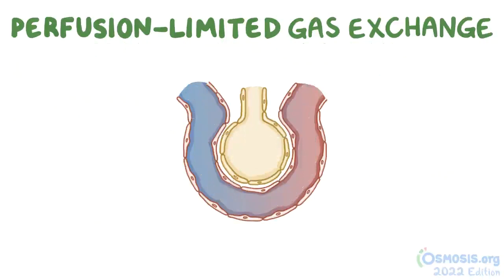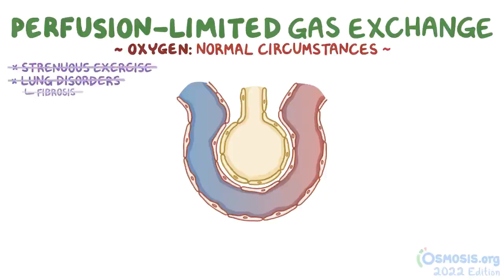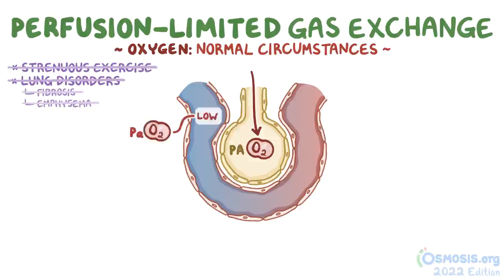Another example of perfusion-limited gas exchange can be illustrated by oxygen, but only under normal circumstances. So this does not apply during strenuous exercise or in the case of lung disorders like fibrosis or emphysema. Just your regular run-of-the-mill oxygen diffusion. Alright, so at the beginning of the alveolar capillary contact, the partial pressure of oxygen in the alveoli, or PAO2, is higher than that which comes within mixed venous blood in the pulmonary capillaries, which is noted as PaO2. This creates a partial pressure gradient, which makes oxygen diffuse into the blood.